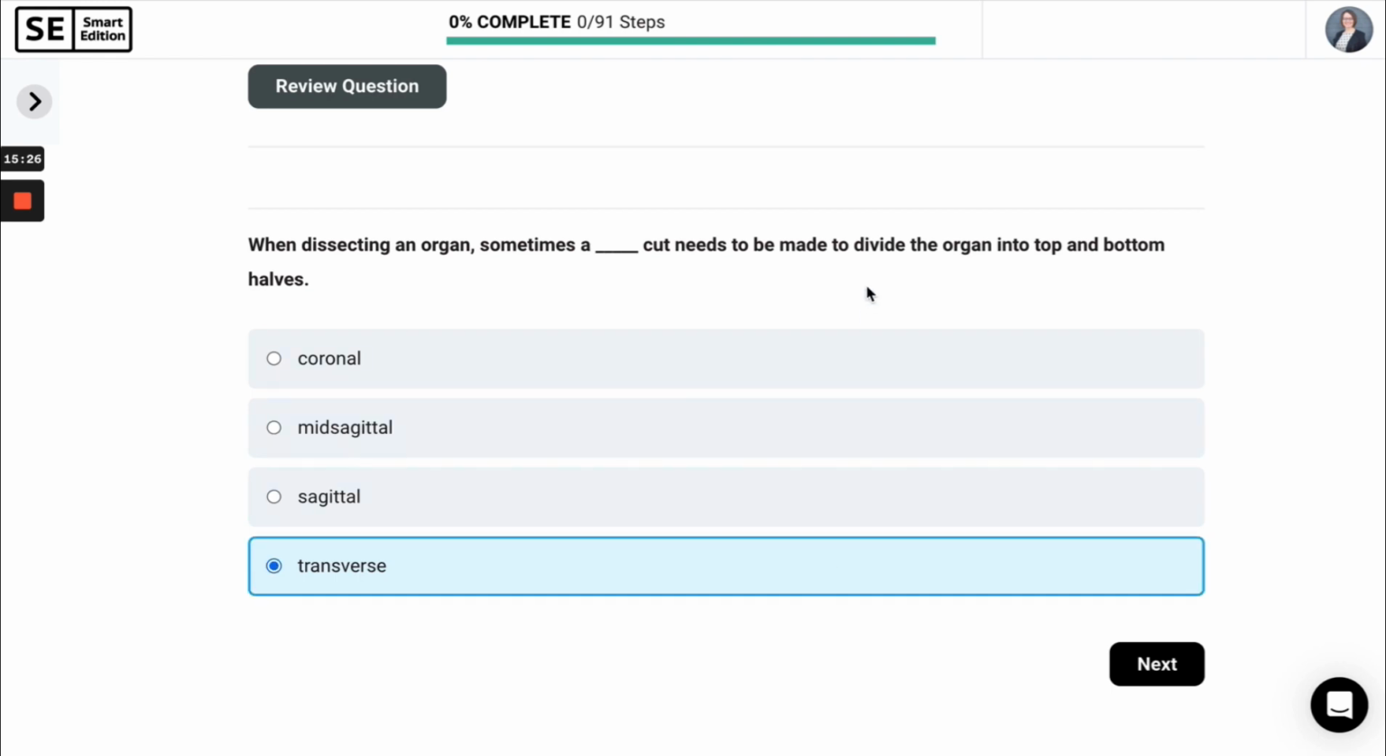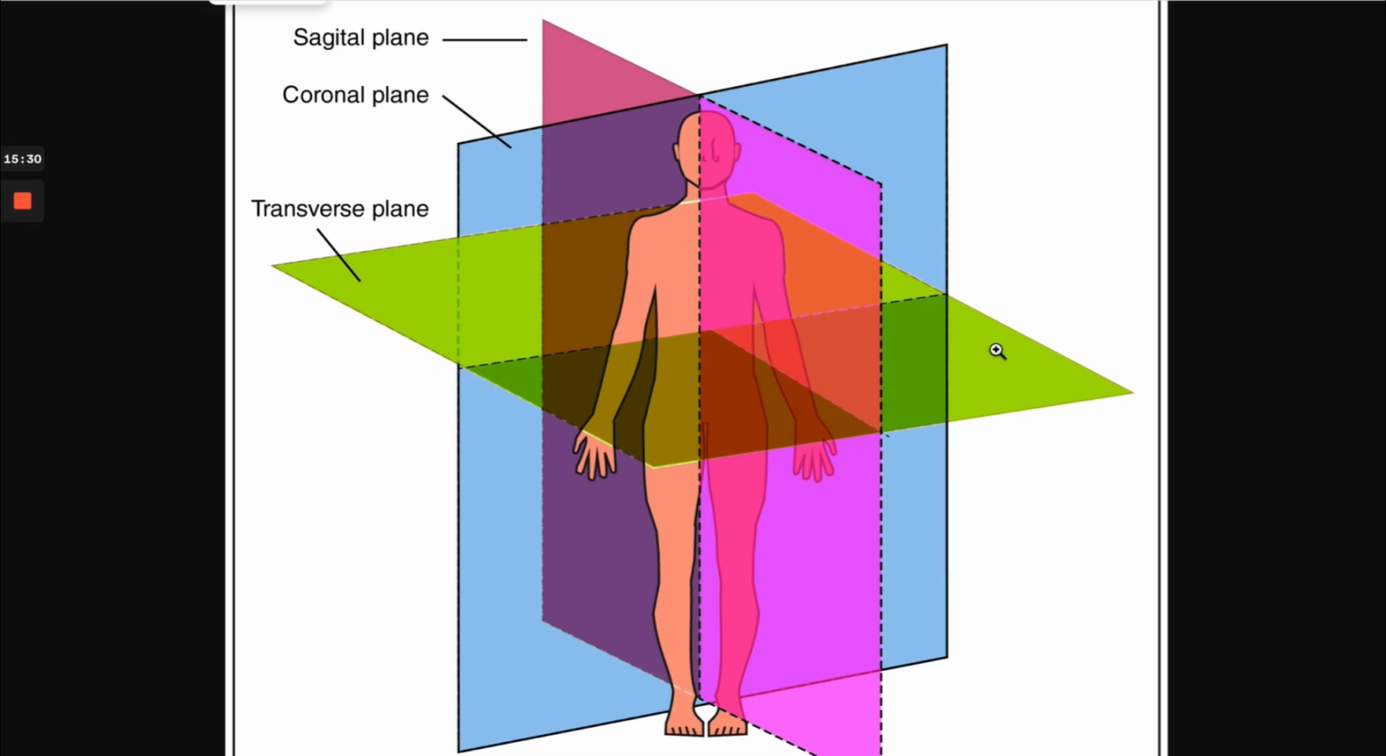Let's take a look at a picture of our different planes or cuts. So you can see here that the transverse plane is the green, and it essentially is dividing the body into a top and a bottom half, or a superior and an inferior plane. So the transverse plane runs parallel to the surface of the ground. So your ground surface is here, it's parallel to the surface of the ground, and divides the body into two planes, so top and bottom. So if you need to cut an organ into a top and a bottom half, you would use a transverse cut.